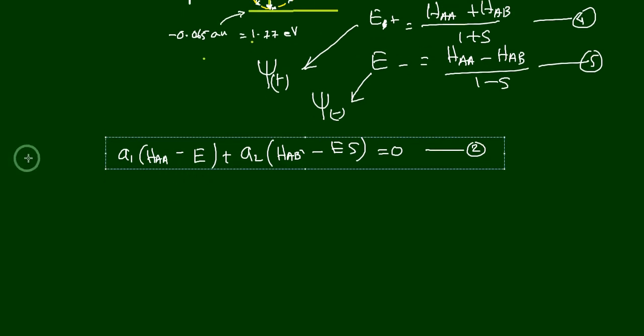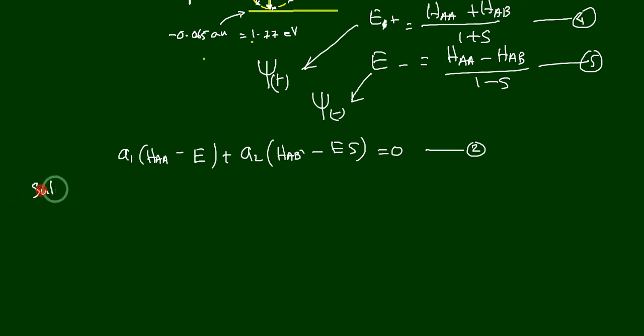Substitute for E plus in equation number 2. Then I will get the equation A1 into HAA minus E. What is E? In this case it is E plus. We are going to substitute E plus.